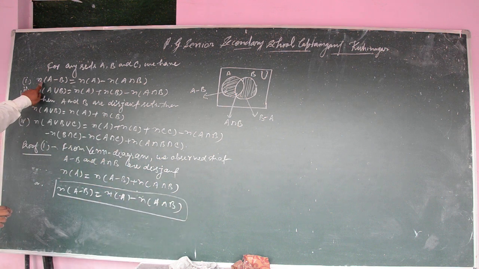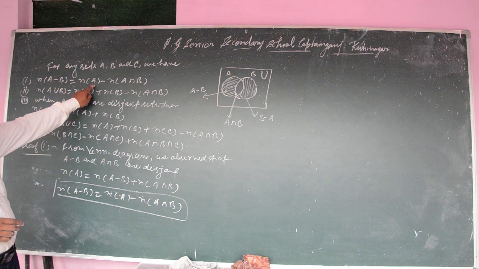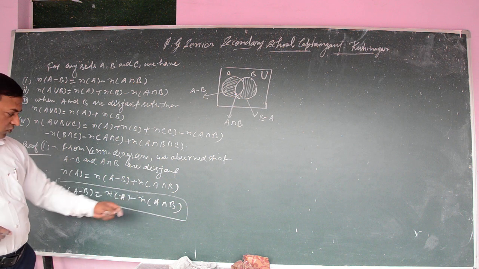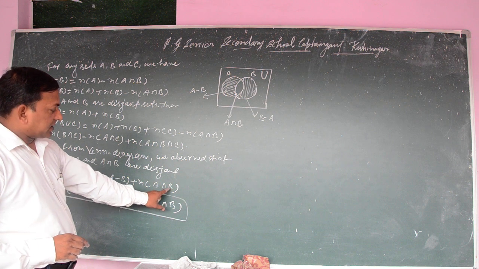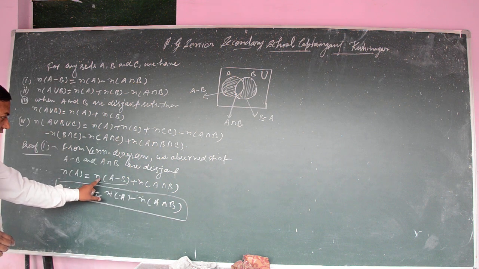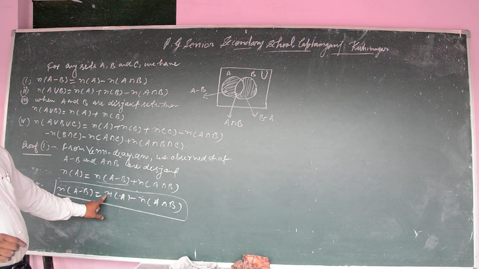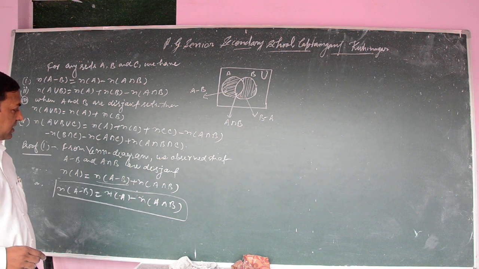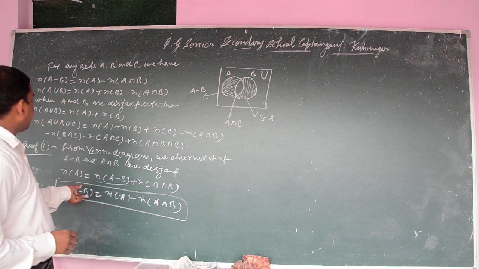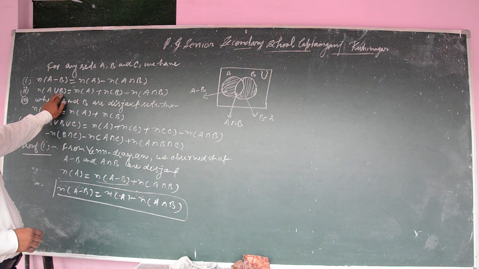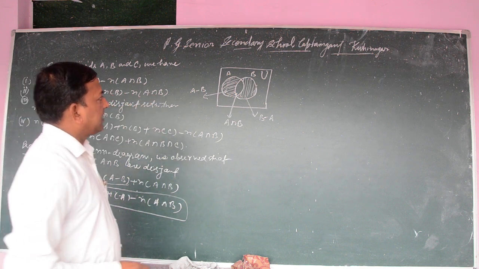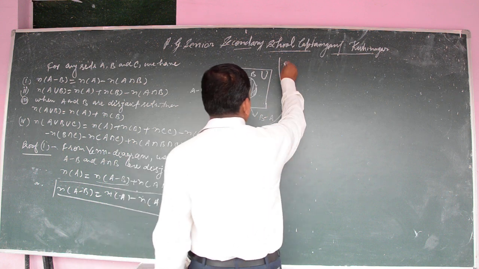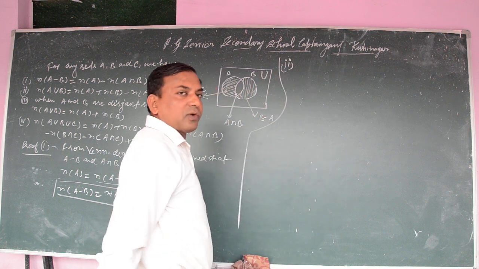This is the formula we needed to find. So first we transpose cardinal number of A intersection B, then we get cardinal number of A difference B equal to cardinal number of A minus cardinal number of A intersection B. Now using this formula we prove the second formula, that is cardinal number of A union B equals cardinal number of A plus cardinal number of B minus cardinal number of A intersection B. Here is the proof of the second formula.